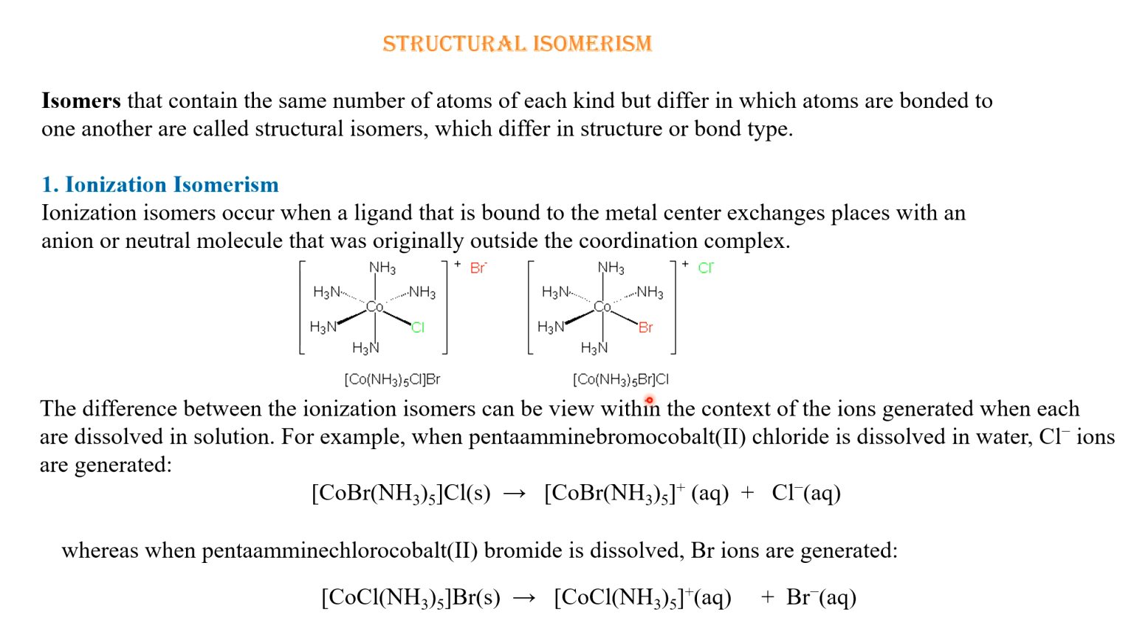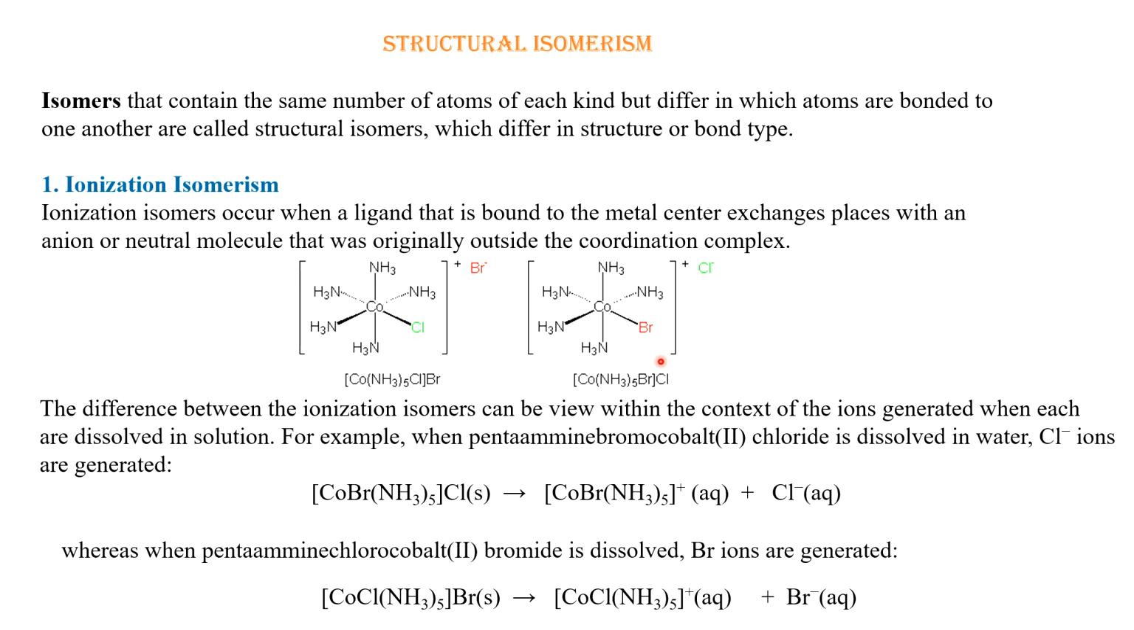But where it is different, you can see the chloride is inside the square bracket and bromide is outside here. But in this case, bromide is inside, chloride is outside the coordination sphere. So in these two the bond is different. Cobalt has a direct bond with the chloride, but here cobalt has an ionic interaction with the chloride. So this is the difference in the bond formation between the metal and ligand. Therefore these two will be called ionization isomers.